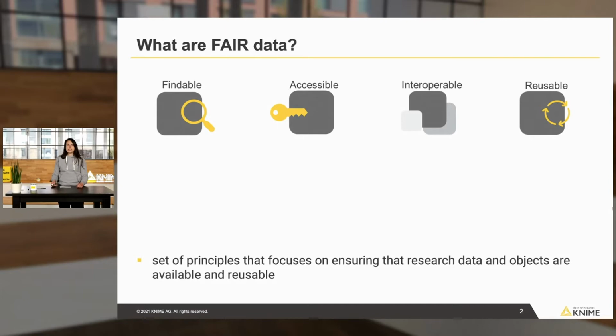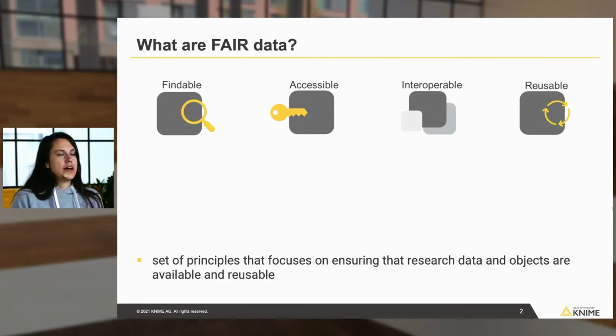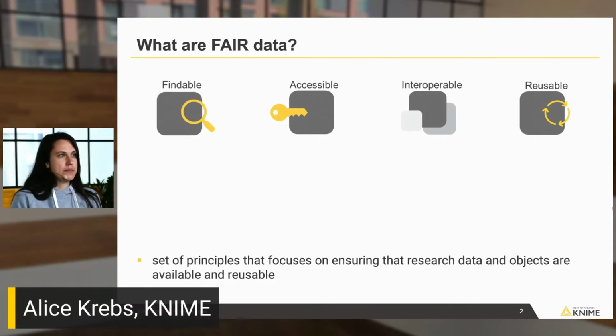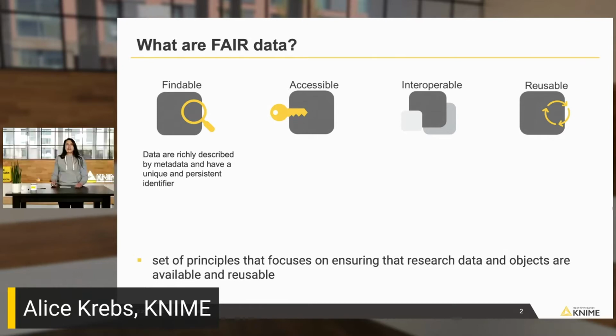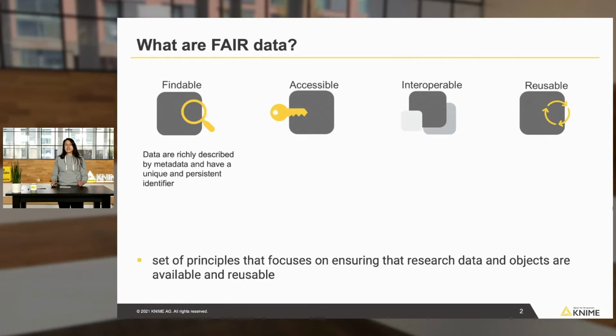And there is a set of principles that was coined in 2016 that focuses on making research data and objects available, but also most of all reusable. So in order to have data reusable, the first step is to find the data, and therefore it needs to be associated or linked to metadata. And that metadata is ideally readable for both humans and machines, and especially for machines, that gets important when it's about automating the data retrieval.